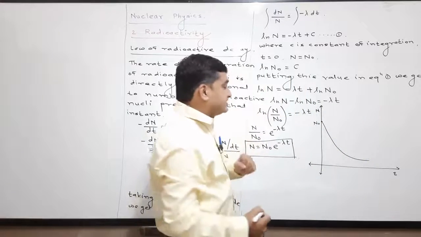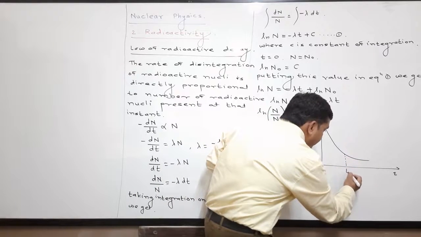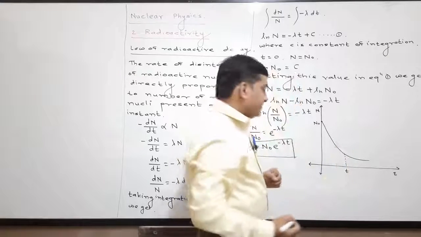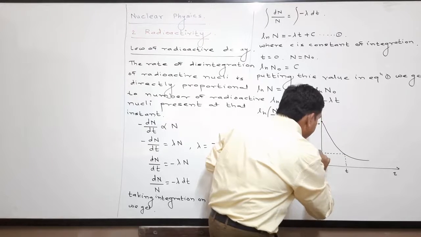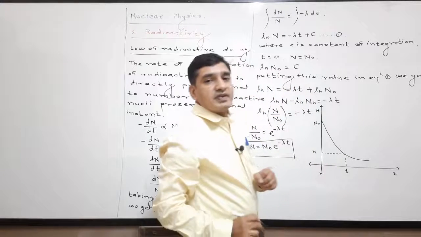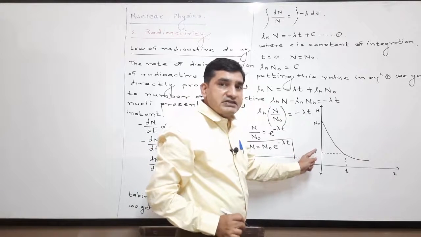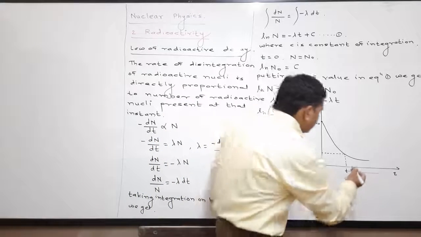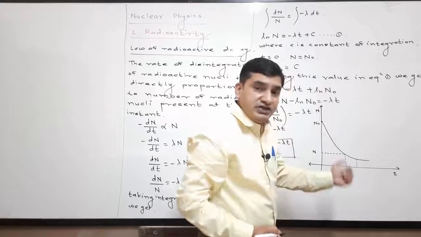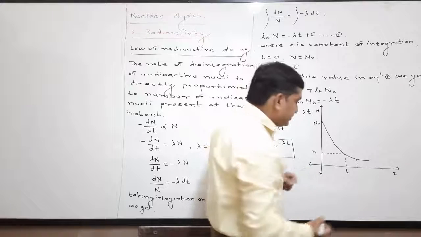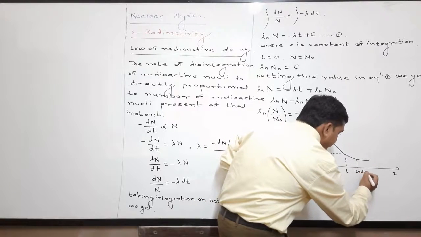Okay, if we consider time is t, the number of radioactive nuclei is N. If time increases by dt, then it is t plus dt.